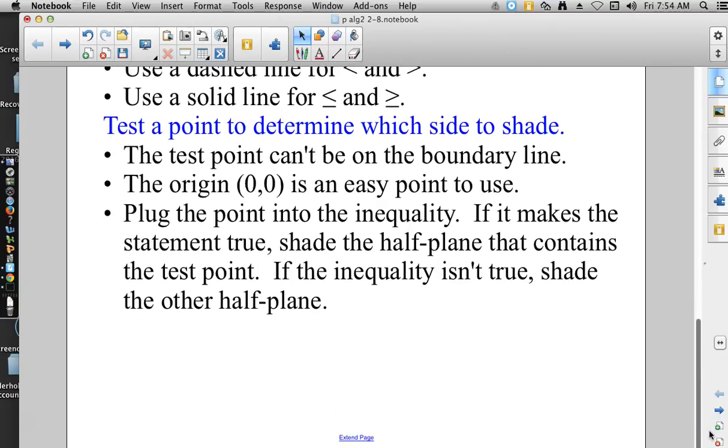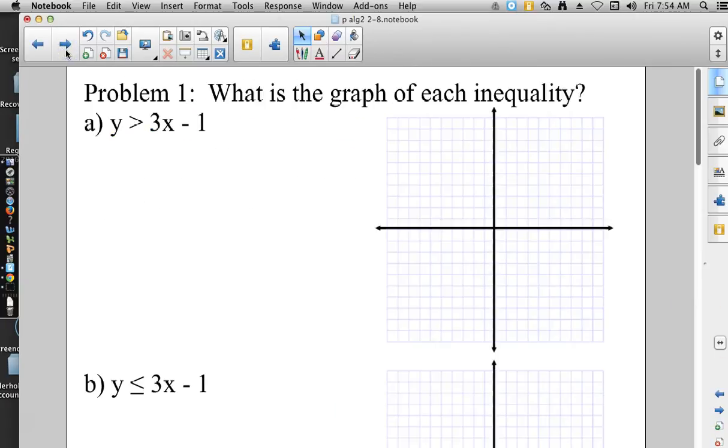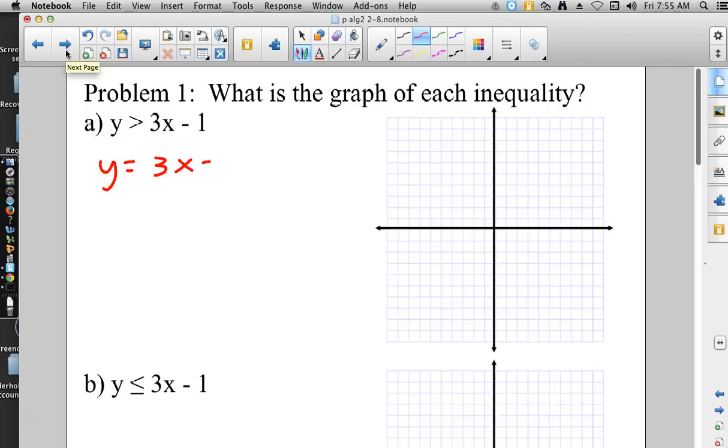So linear inequalities, like I said, you guys graphed these, but it was just a long time ago for you. So this one says, what is the graph of each inequality? And what we really do is we pretend, quite frankly. We pretend it says equals.